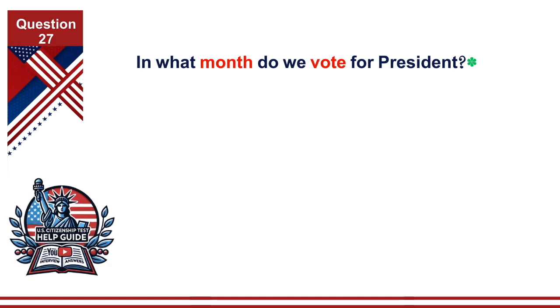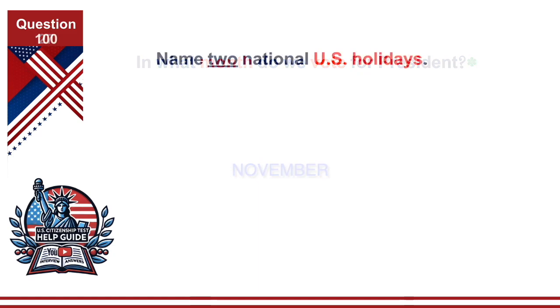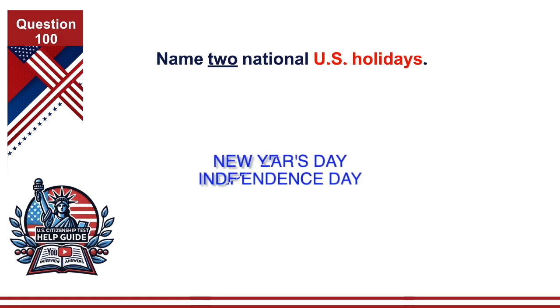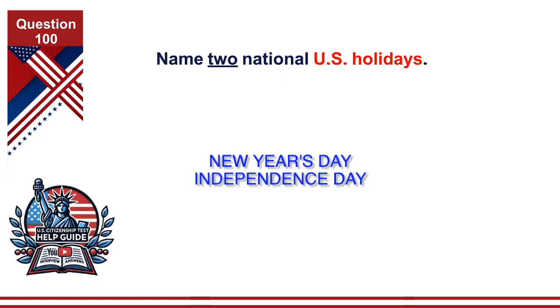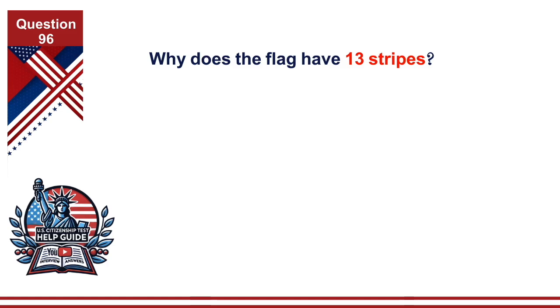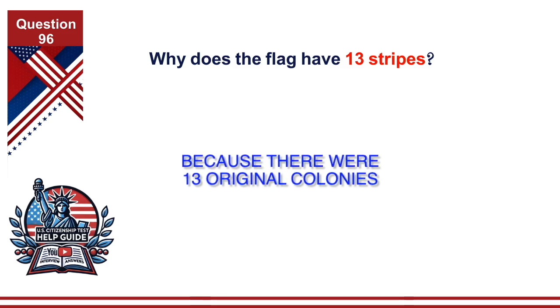In what month do we vote for president? November. Name two national U.S. holidays. New Year's Day. Independence Day. Why does the flag have 13 stripes? Because there were 13 original colonies.